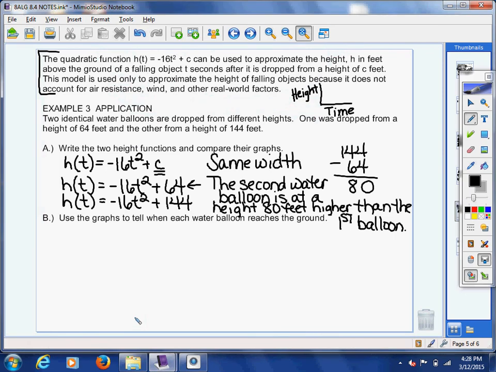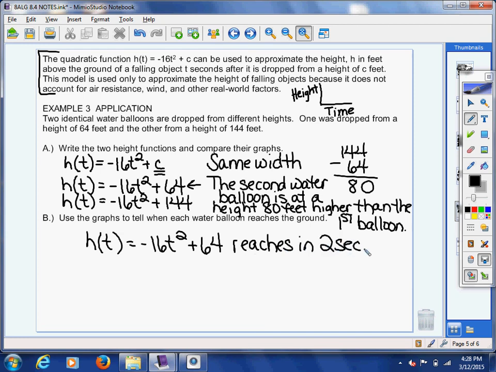So use the graphs to tell when each water balloon reaches the ground. We found that h of t equals negative 16t squared plus 64 reaches in 2 seconds. Remember, that was our blue line, okay? And then our red line, my red line, if you don't have a calculator like mine, we saw that it reaches in 3 seconds.